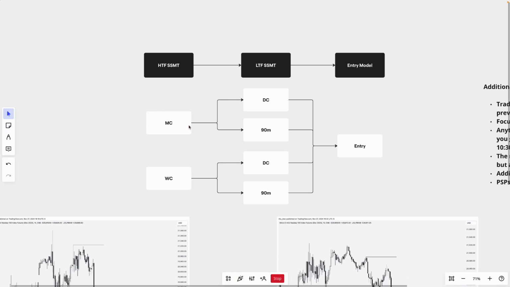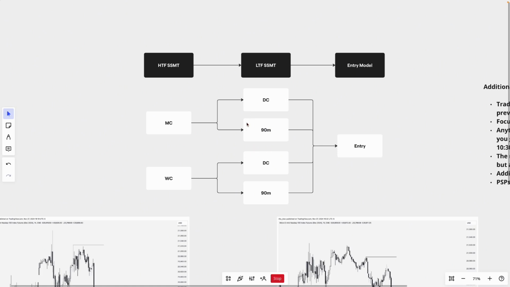In terms of what counts as a higher time frame sequential SMT, we will be using the monthly cycle or the weekly cycle. And so remember, we use the 4-hour time frame for the monthly cycle and the 1-hour time frame for the weekly cycle. Following that, we can either have a daily cycle or 90-minute cycle sequential SMT to confirm the higher time frame sequential SMT. So there's essentially four combinations that we can have. We can have a monthly cycle sequential SMT followed by a daily cycle, monthly cycle followed by a 90-minute, weekly cycle followed by a daily cycle, or weekly cycle followed by 90-minute.